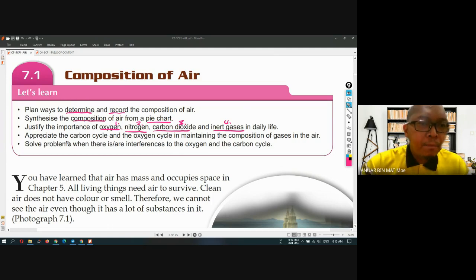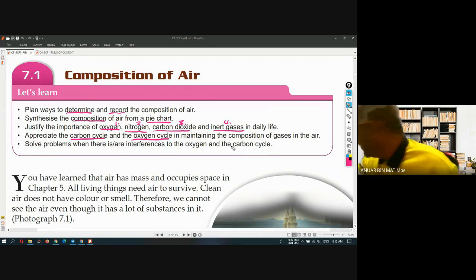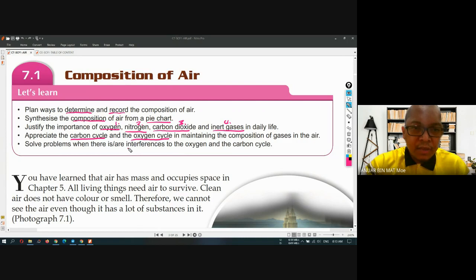And then appreciate the carbon cycle and the oxygen cycle in maintaining the composition of gases in the air, and then solve problems when there is an interference to the oxygen and carbon cycle. Solve the problem when there is an interference, meaning what happens when something disturbs the carbon cycle or the oxygen cycle in the air. As we already know, the composition of air consists of oxygen and carbon dioxide, right? Because we need air in order for us to breathe. Is it true, class? We need the air, right?